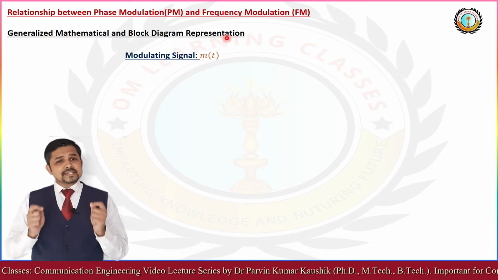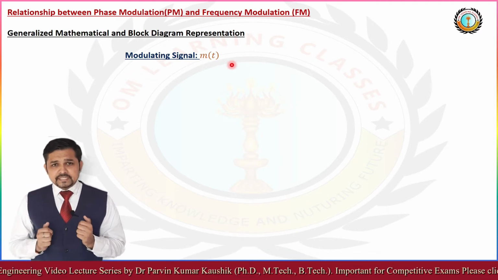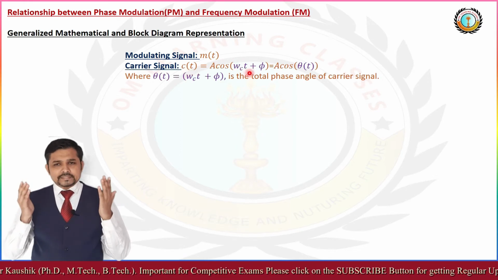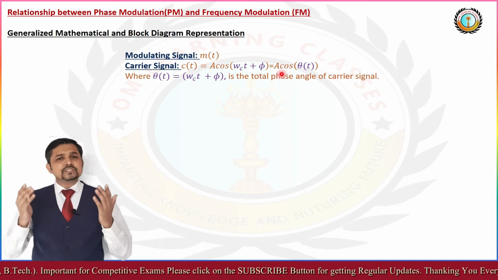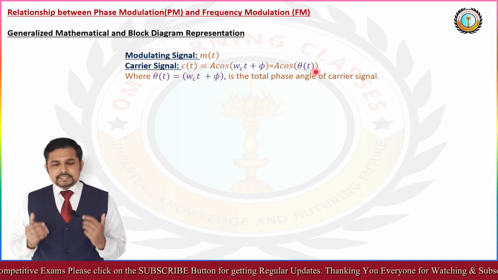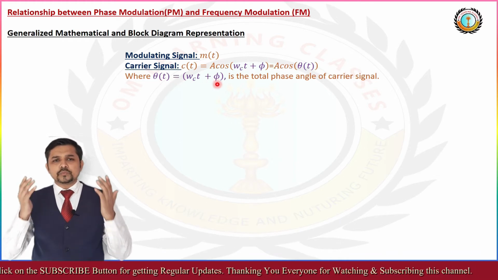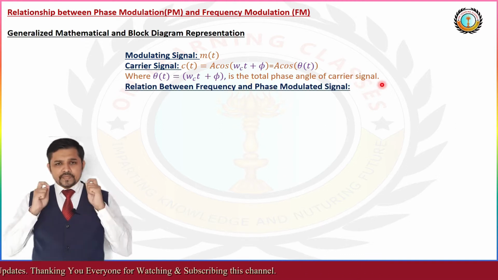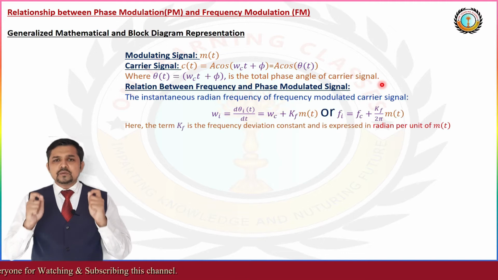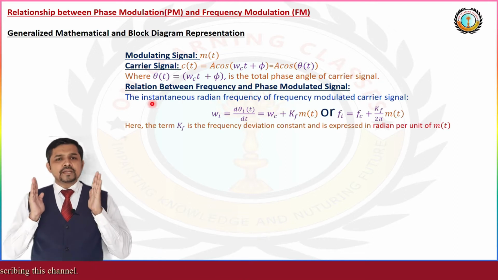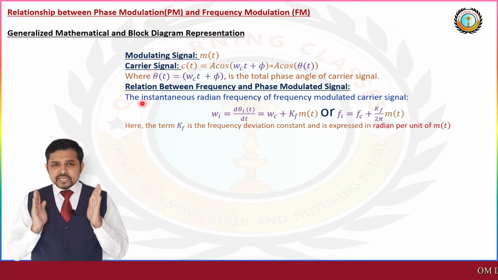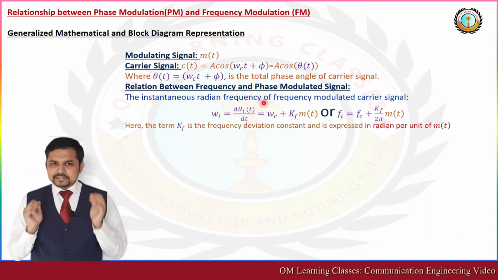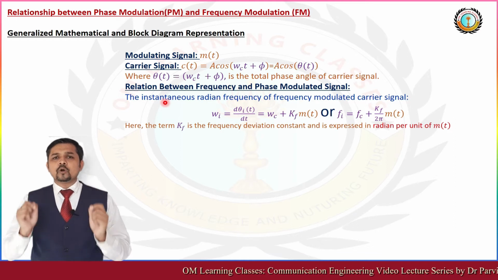So in this we consider the modulating signal, which is m(t), and the carrier signal, that is c(t), equal to A cos(omega_c t plus phi), which is equivalent to A cos theta(t), where theta(t) is the total phase angle of the carrier signal. After that, we take the first factor from the frequency modulation, and it can be represented in instantaneous radian frequency or instantaneous frequency as per the unit of the kf.